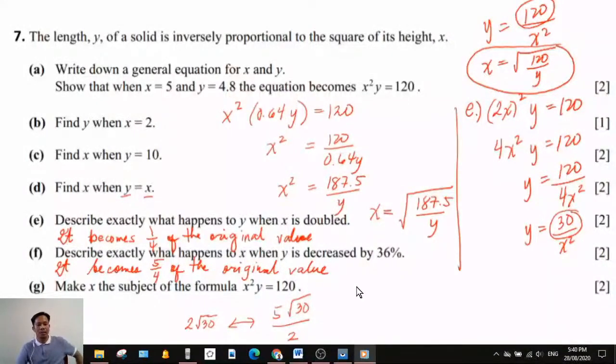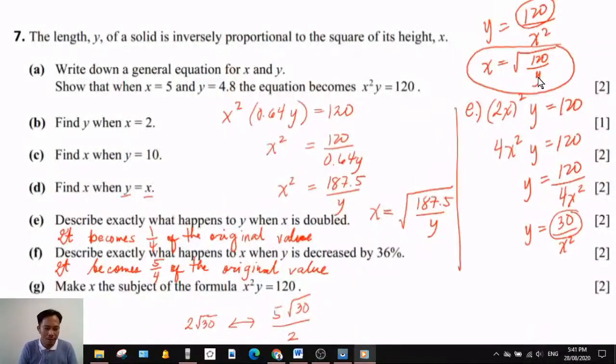Okay, I covered the answer. It becomes 5 over 4 of the original value, because if you notice, it is from 2 square root of 30. The original is x is equal to the square root of 120 over y. And then I have x is equivalent to the square root of 187.5 divided by y. When I change the value of the y to a number, let's say 1, it becomes 2 square root of 30. And when I change the value of the y to 1 also here, it becomes 5 square root of 30 over 2. When I compare, what happened is that I multiplied that 2 with 5 over 4 so that I can come up with 5 over 2. That's why I said it becomes 5 over 4 of the original value.